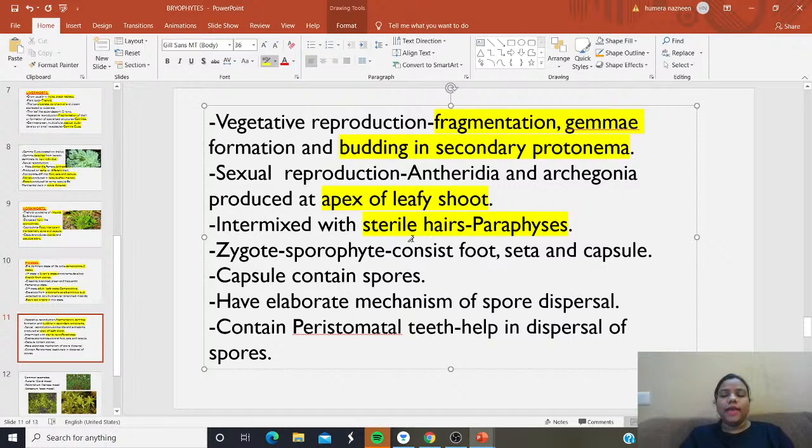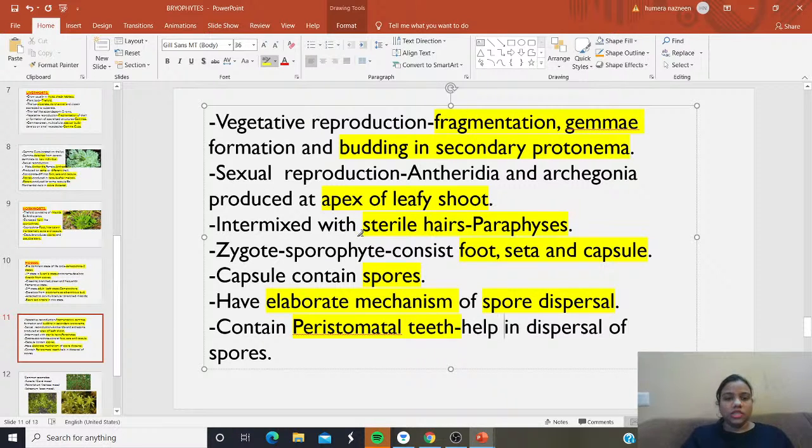Now the zygote produces the sporophyte, and this sporophyte consists of a foot, seta and capsule. The capsule contains spores. Now these mosses have an elaborate mechanism of spore dispersal. What is there for spore dispersal? They contain peristomial teeth, which help in the dispersal of spores.